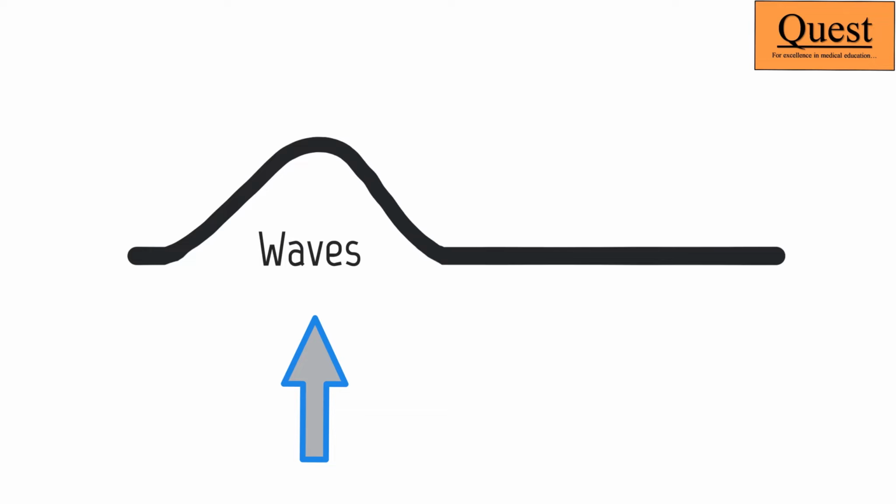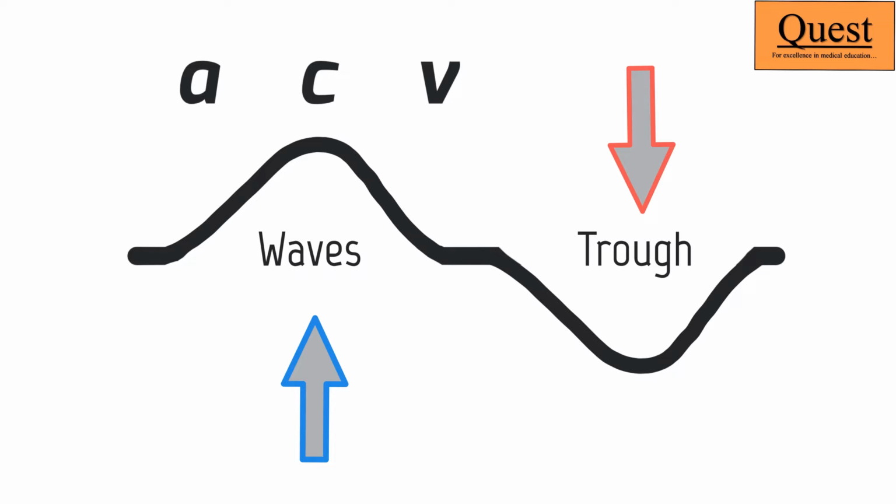Now, the positive reflections in the JVP are called the waves, and we have three waves, the A, C and V waves. But the negative reflections in the JVP are known as the troughs, and we have two of them. We have the X descent and the Y descent.